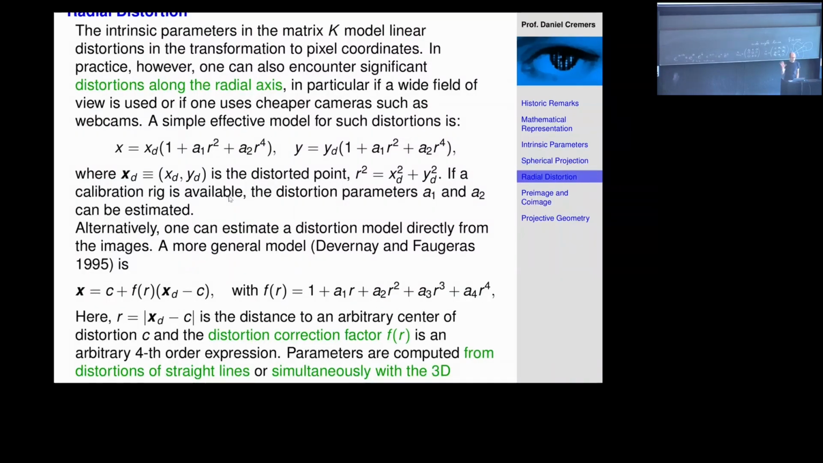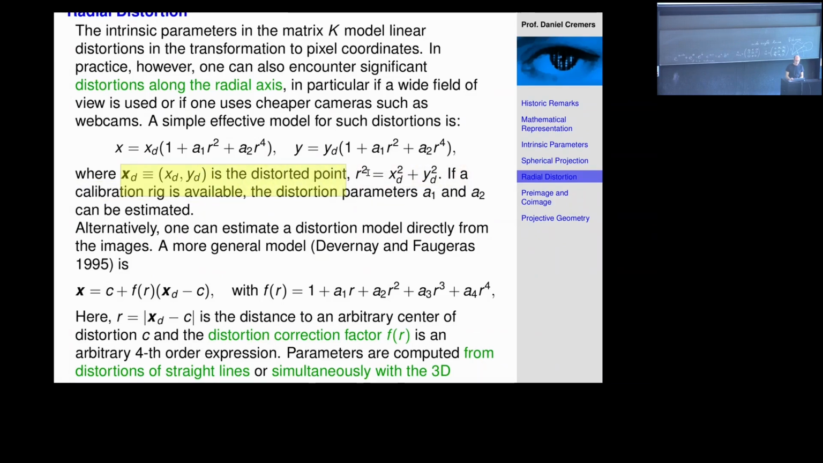How can we model it? Sorry, lots of text on here. But if you're home, you can read it. There are basically different ways to do it that have been proposed in the history. This is a very traditional way. I don't even have a reference for this one, where you basically say the following. XD is the distorted point with coordinates XD and YD.